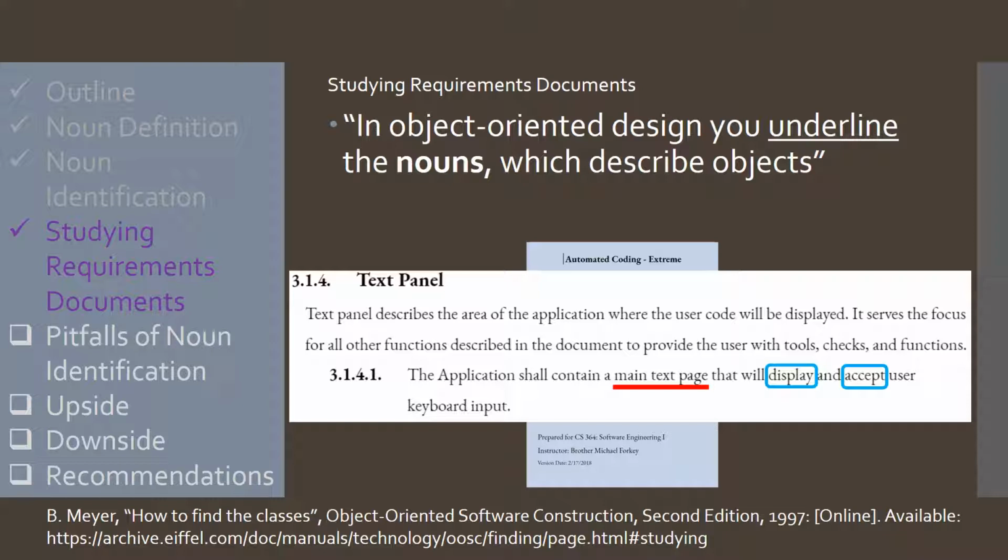Once we identify the verbs, the next step in studying the requirements documents is, in object-oriented design, you underline the nouns which describe the objects. You don't necessarily have to underline the nouns, but it's easier to distinguish once you have your nouns and verbs identified within the document. So in this case, in 3.1.4, we have the text panel, and the text panel says the application shall contain a main text page, which is our noun, that will display and accept user keyboard input.